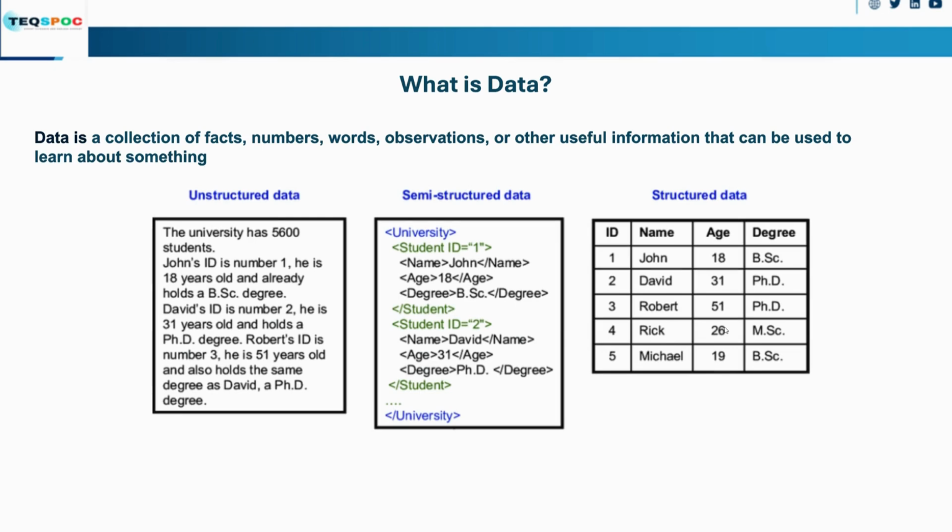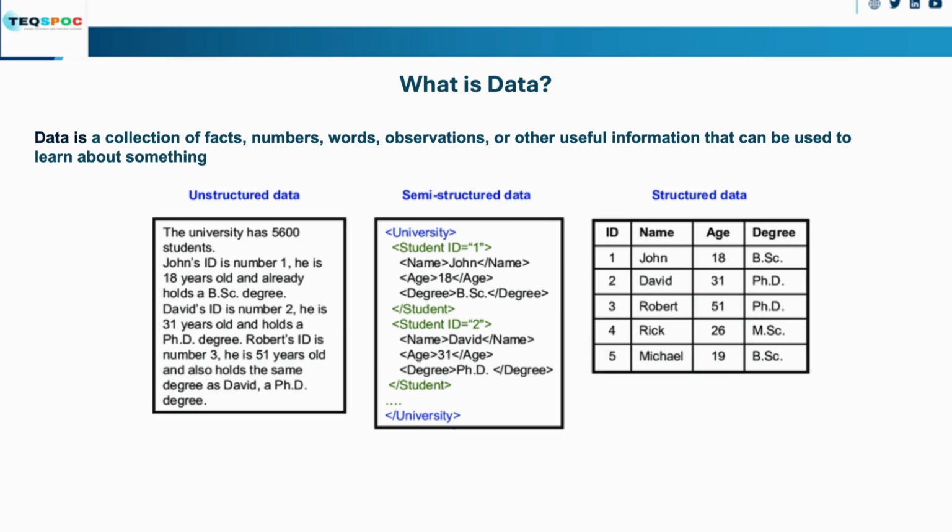So let me show you one picture over here. There are three forms, or three kinds, of data presented. One is the unstructured data at the left, which is just some random lines or text. The university has 5,600 students. John's ID is number one. He's 18 years old. Out of this data, it's not really easy for us to understand the attributes or the fields which we require to analyze or even create a report.